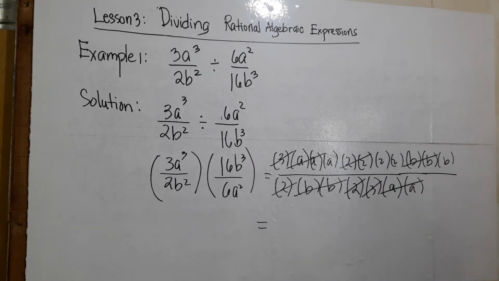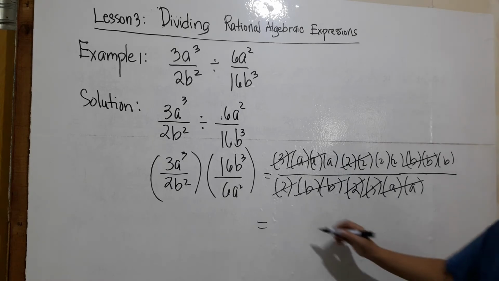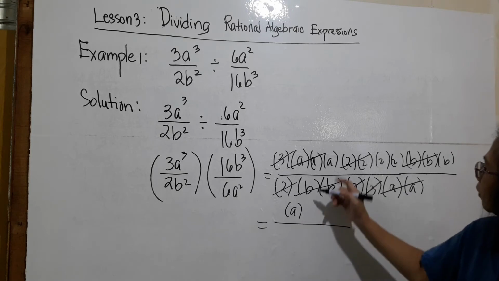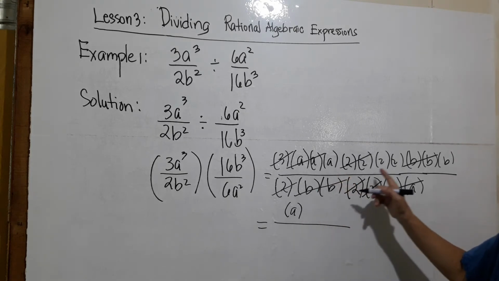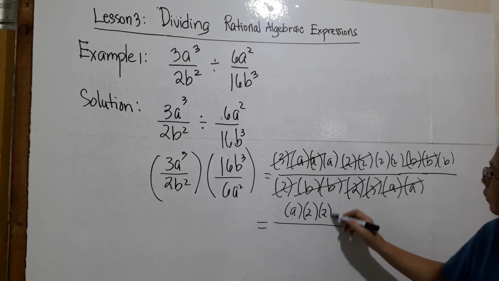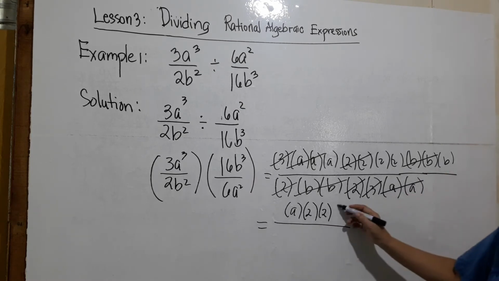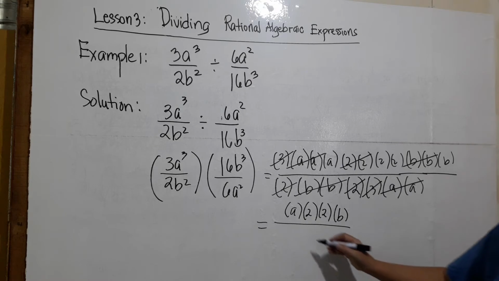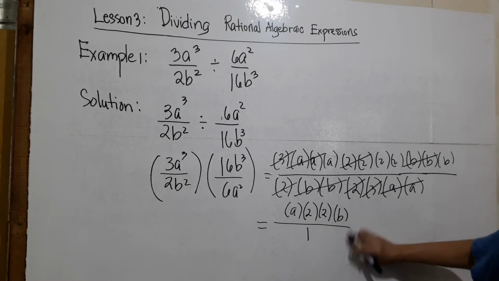Then let us copy the terms left. So we have, for the numerator, we have a. How many a's are left? Only 1. How many 2's are left? So 2 times 2 are left. And there is 1 b left in the numerator. What about in the denominator? Do we have terms left? I think none. So we write 1 since there is none.